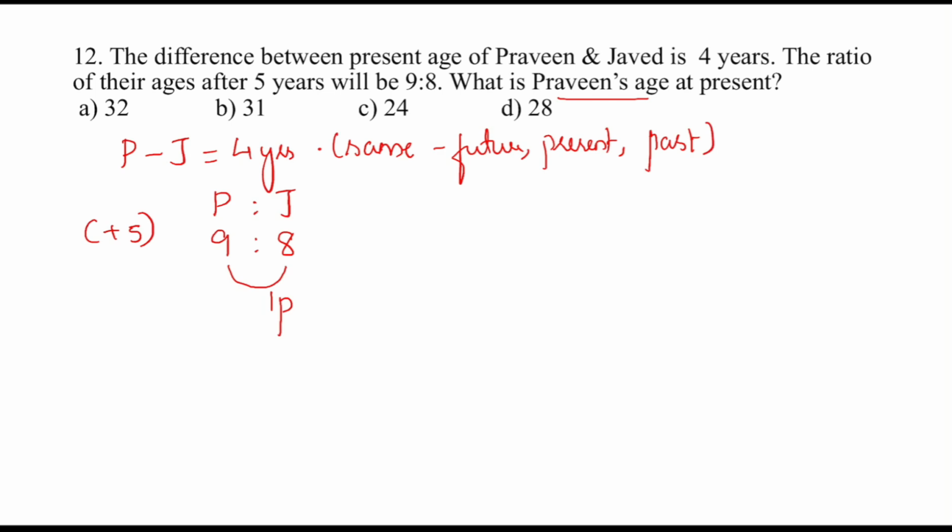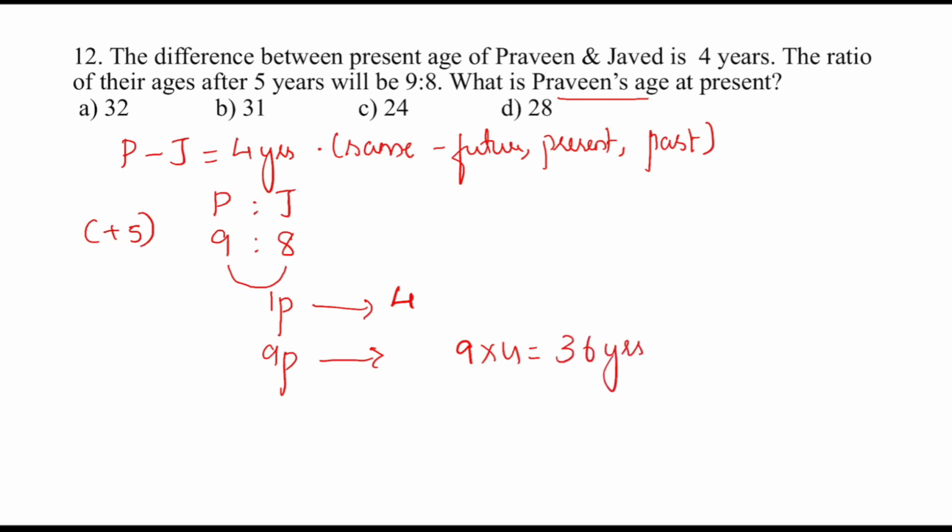Okay, so we know that 1 part is the difference between the ratio, and what is the difference between the ages? It is 4 years. Therefore 1 part I can directly equate to 4 years. So if 1 part is 4 years, what is 9 parts? We want Praveen's age. Praveen's age is 9 parts. So 9 parts is how much? It is 9 into 4, which is equal to 36 years.